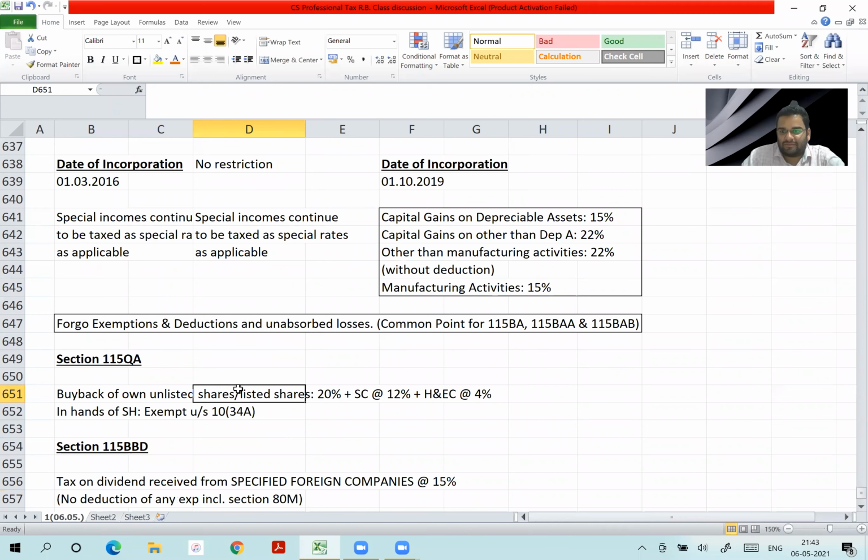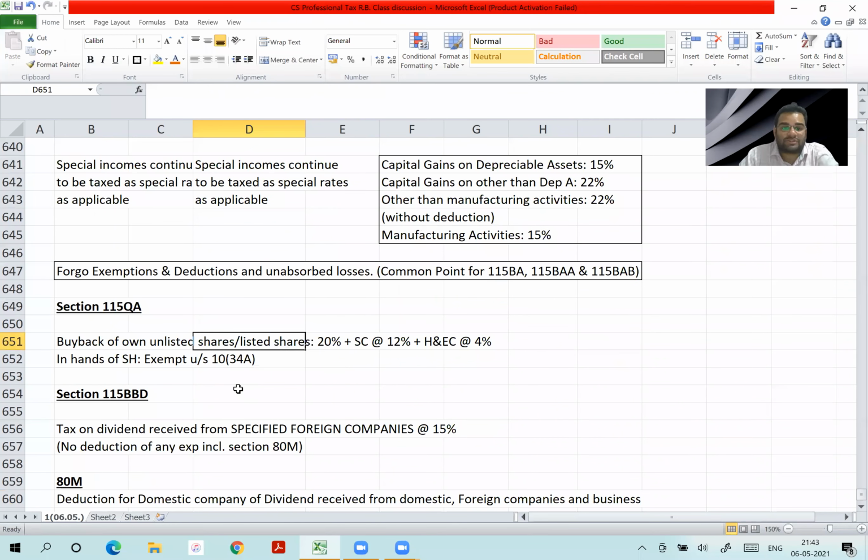Then, yes, thank you so much. Then 115QA. 115QA is buyback of own unlisted shares. You know, that was the reason I was telling every one of you to attend. Because even if you have not done it, now you will do it in detail, and you will get a lot of encouragement to do it in detail.